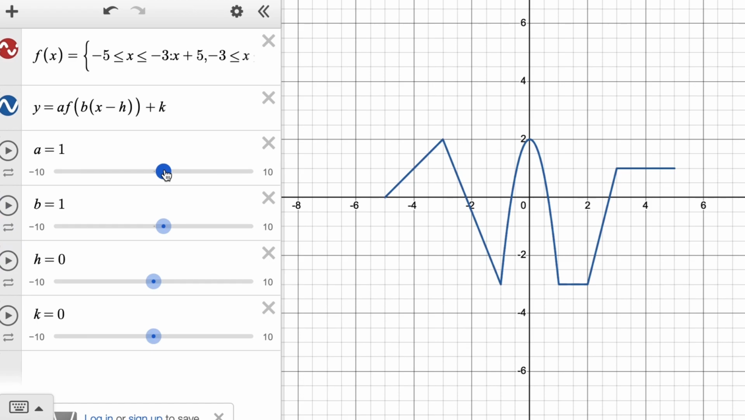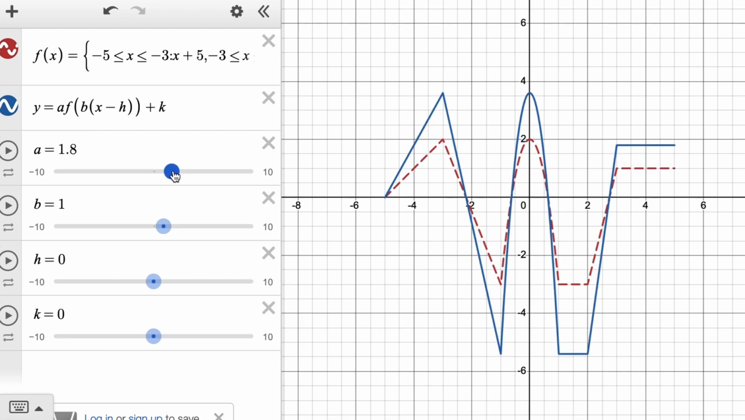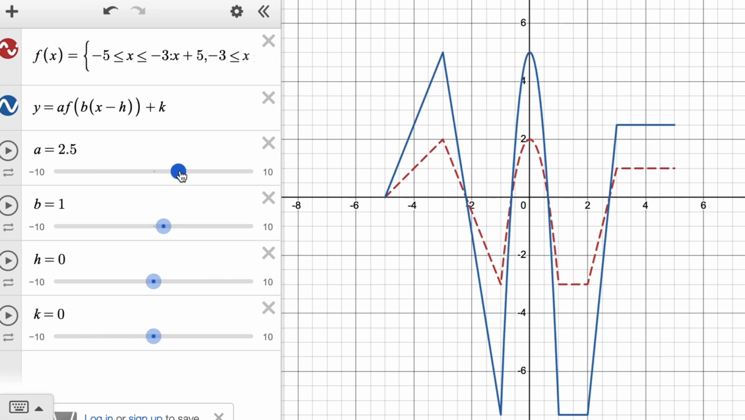Now, if the value of a is less than 1 but greater than 0, the graph is vertically compressed, or the graph becomes shorter, so that when a is 0, it forms into a line. On the other hand, if a is greater than 1, then the graph is vertically stretched, or it becomes taller.